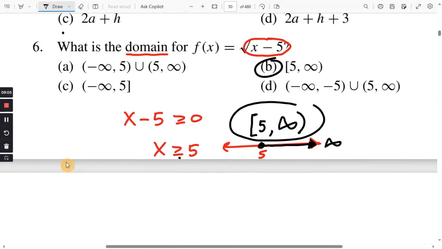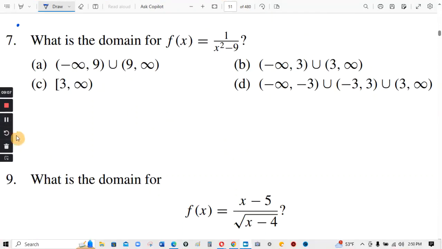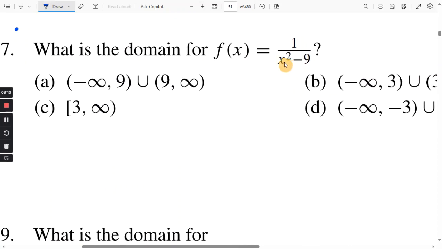All right, pretty simple. Number 7, what's the domain for 1 over x squared minus 9? There's no radical symbol, so this denominator cannot equal 0. A denominator can be negative, but it cannot equal 0. So x squared minus 9 equals 0. We're going to find out where that happens, and we will exclude those values for x.